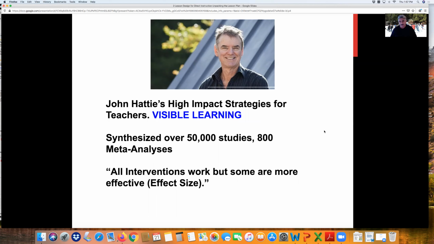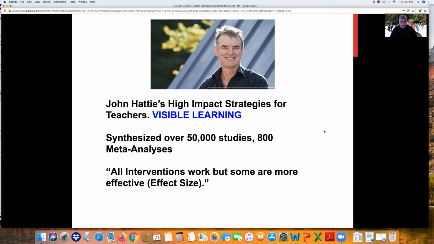John Hattie is another person who's made a big impact and is very well read and is prominent in our field. He's really looking at what we call high impact strategies, high leverage practices for teachers through his program called Visible Learning. What's impressive about his work is that he looked at thousands of studies. He synthesized over 50,000 studies. He did 800 meta-analyses, which is looking at these groups of studies.